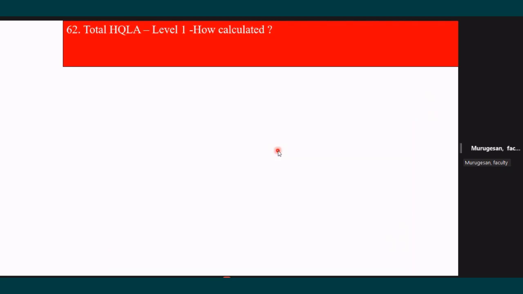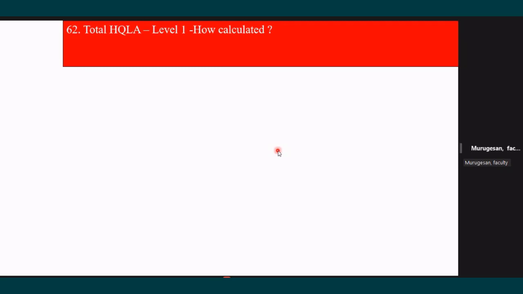There are 3 levels of HQLA. Level 1 means all SLR securities and cash and excess of CRR. These are the things. Now, the entire SLR you can recognize. They will give some data, and from the given data you have to calculate high quality liquid assets level 1. What is level 1? Level 1, remember, haircut is 0.